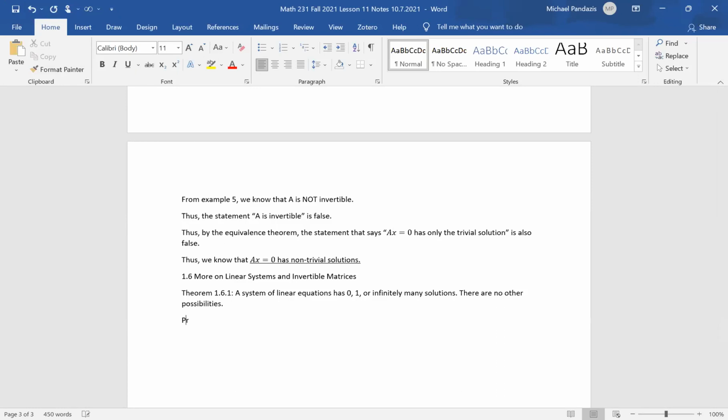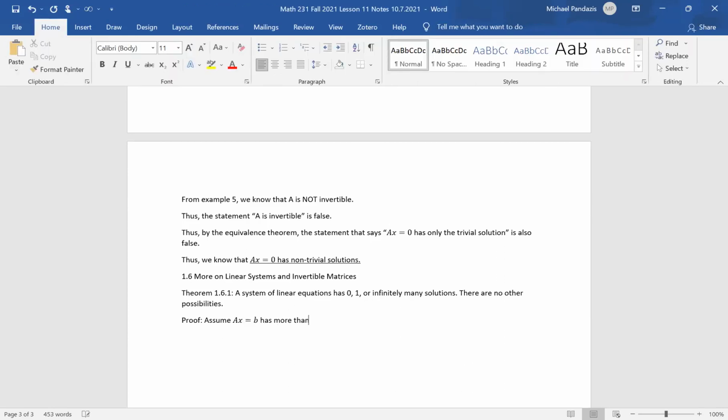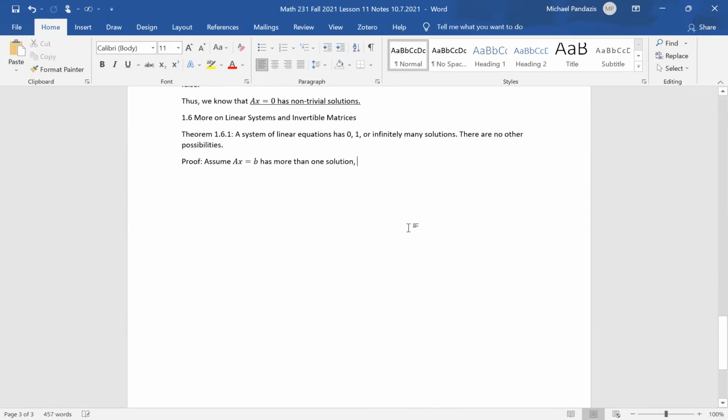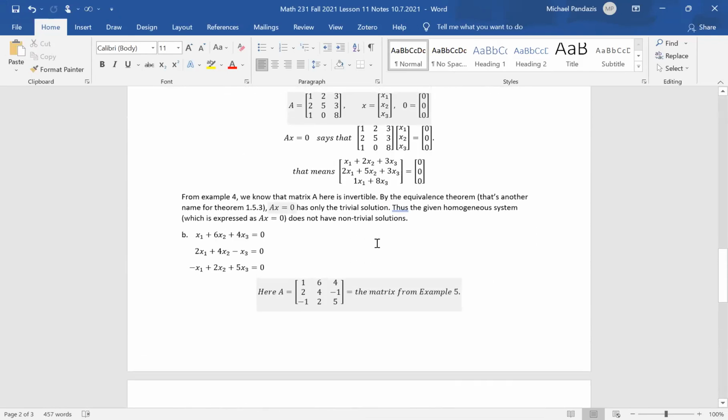Okay, so let's prove this theorem. Assume that AX equals B has more than one solution. AX equals B is our matrix equation representation of a linear system.